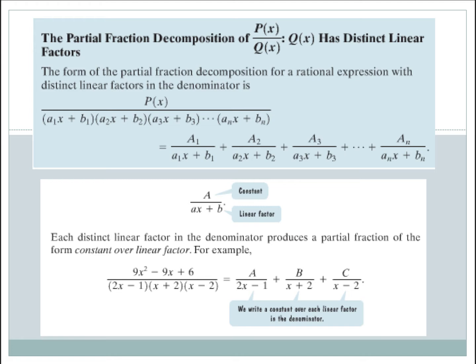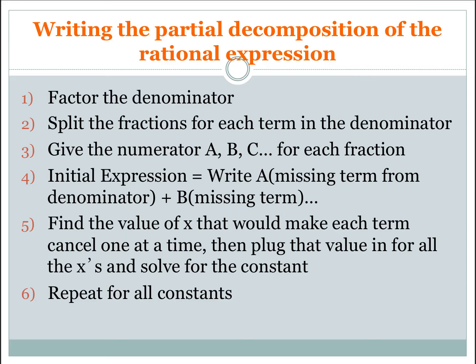So this slide kind of explains the math behind it, which will make more sense once we start doing examples. And then this slide puts into words each step. So step number 1 is factor the denominator. Then we split the fractions for each term of the denominator. Give the numerator a, b, and c depending on how many parts we have. And then after that, it is easier to see when you explain it than it is in words. But let's do some examples.